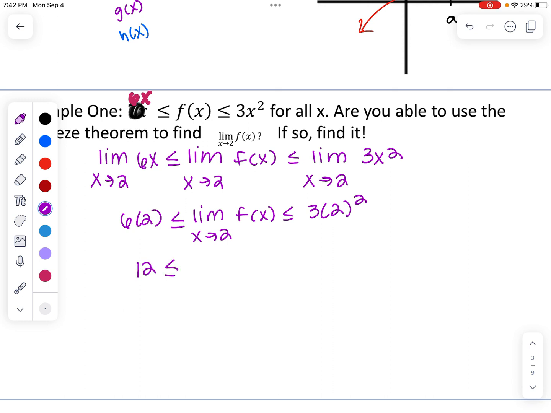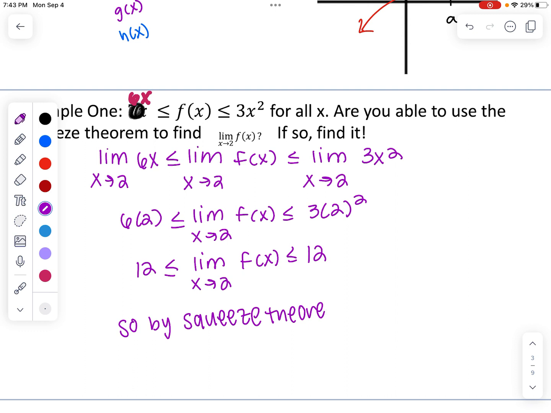I'm going to get 12 is less than or equal to the limit as x approaches 2 of f of x, which is less than or equal to, well, 2 squared is 4, 3 times 4 is 12. And notice these lower and upper bounds are the same thing. The only limit this middle function could have that would fulfill the lower bound and the upper bound would be 12. And so by the squeeze theorem, and you have to write this on your test, like the AP test too, by squeeze theorem, the limit as x approaches 2 of f of x equals 12.